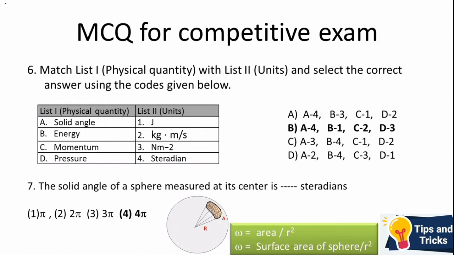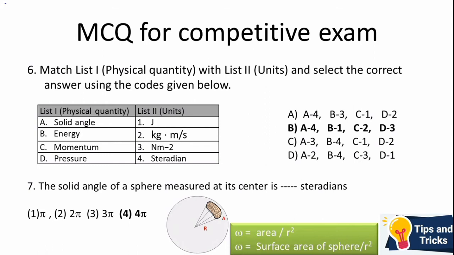So solid angle is a supplementary physical quantity, its unit is steradians. So energy is a derived physical quantity, its unit is joule. Momentum is also a derived physical quantity, its unit is kg meter per second. Pressure is a derived physical quantity, its unit is Newton per meter square. So the correct option is option number B.